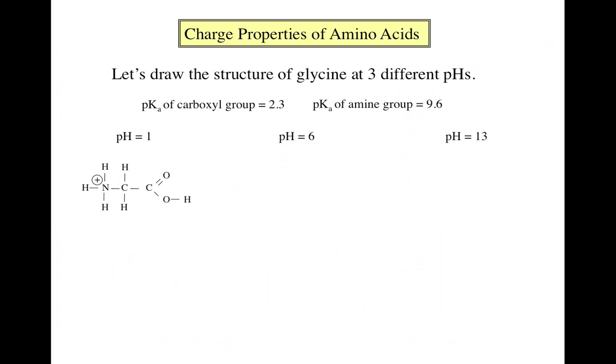At a pH of 6, the structure will change. The carboxyl group should be deprotonated because the pH is greater than the pK of that group, while the amine group should be protonated because the pH is still less than the pK of the amine group. At a pH of 13, both the carboxyl and amine group should be deprotonated because the pH is higher than both pK values.